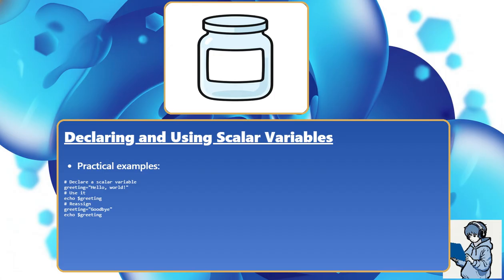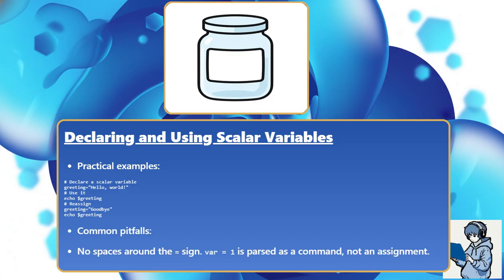Practical examples: # declare a scalar variable. greeting="hello, world!" # use it. echo $greeting # reassign. greeting="goodbye". echo $greeting. No spaces around the equals sign.